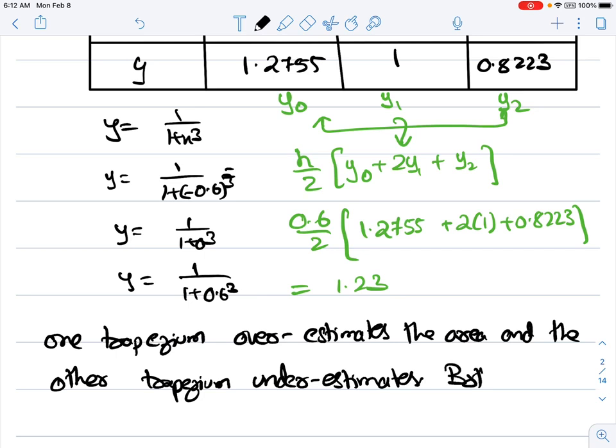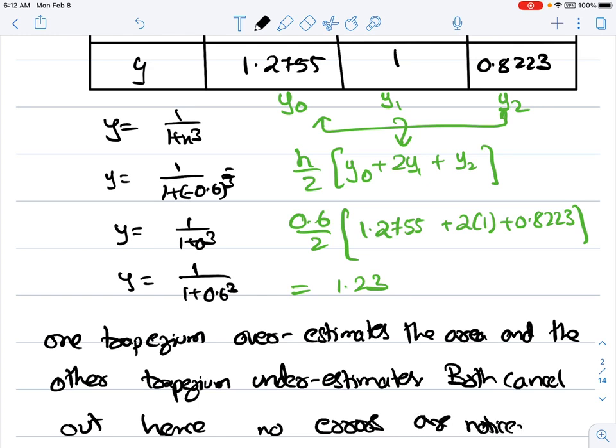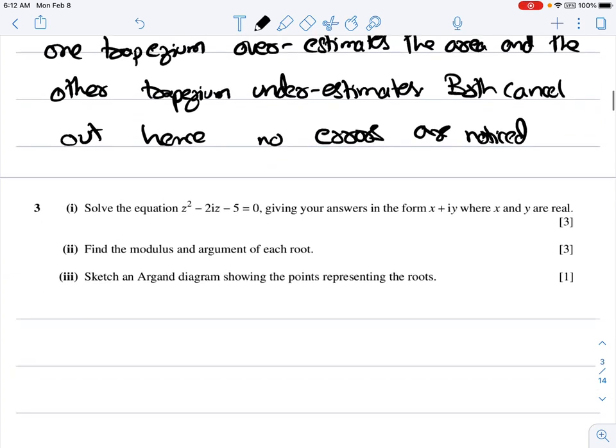Both cancel out. Hence, no error is noticed. Okay, so that is the answer. You are going to write it out for that part.